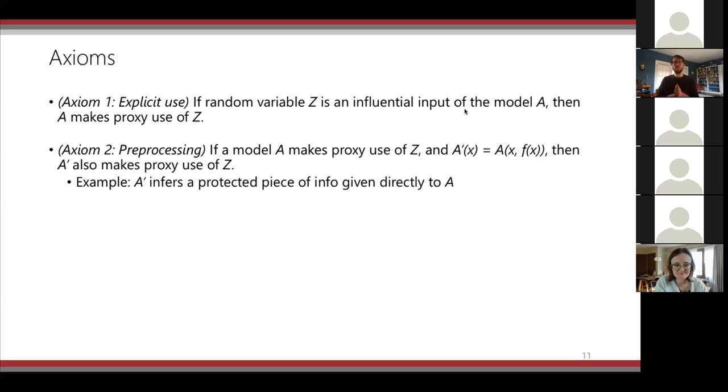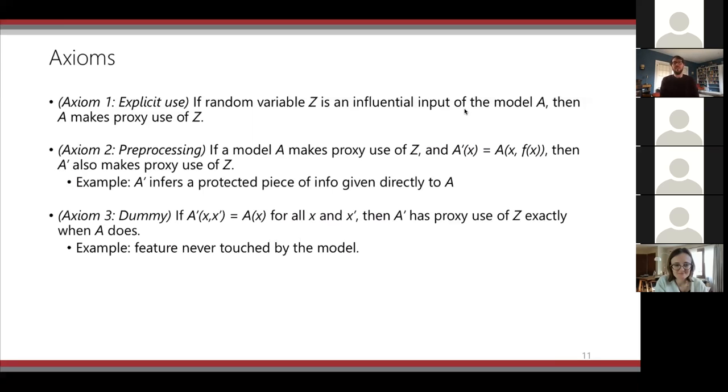The second case, preprocessing, corresponds to the previous slide. Basically, if model A makes proxy use of some variable, and A prime is equivalent to A, except on replacing the explicit variable with some function of its input, then A prime must also make proxy use of Z. Really, what we're trying to capture here is that A prime simply infers some piece of information that was explicitly given to A, right? If these two functions are completely equivalent, then we want to be able to say that both have proxy use of our protected variable.